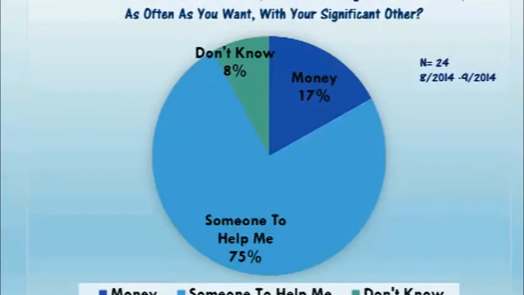What would you need to do things you want to do as often as you want with your significant other? 17% said money. 8% said they didn't know. And 75% said they needed someone to help them.